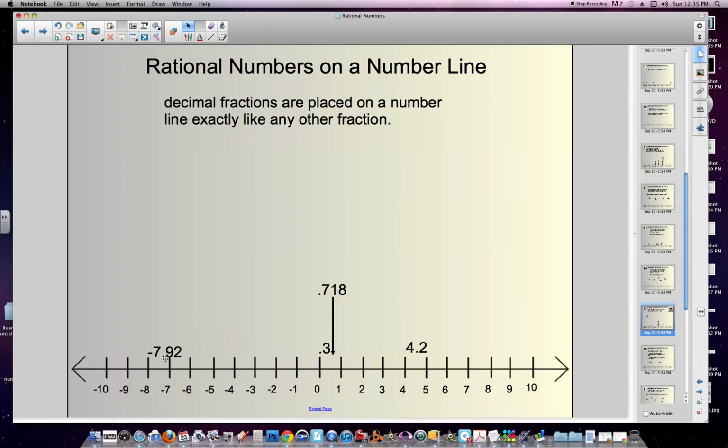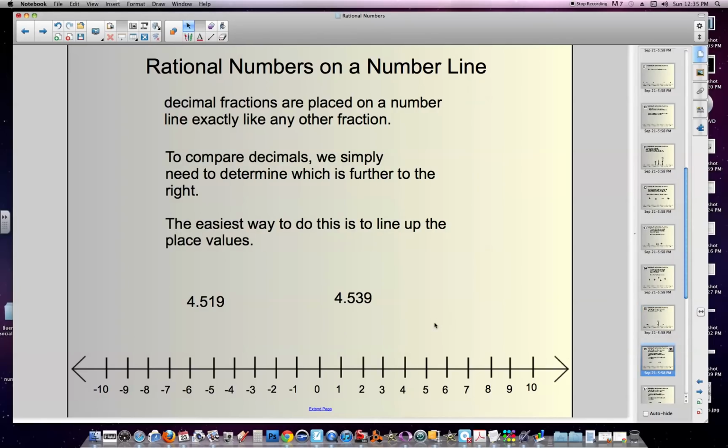Here, negative 7. So I'm going to start off there. And then I need to go 9/10. And it would exist somewhere right about there. 0.9. That's pretty close to negative 8.